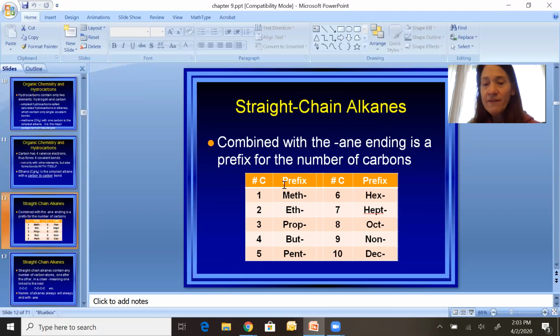Now, I want to go back to prefixes that have meth. I am going to post this slide on Google Classroom so you have it, but you could write it down right now. Meth prefix means 1 carbon. Eth means 2 carbons. Prop means 3 carbons. But means 4 carbons. Pent, like pentagon, is 5 carbons. Hex is 6 carbons. And hept is 7 carbons. We only go as far as oct, 8 carbons, okay?